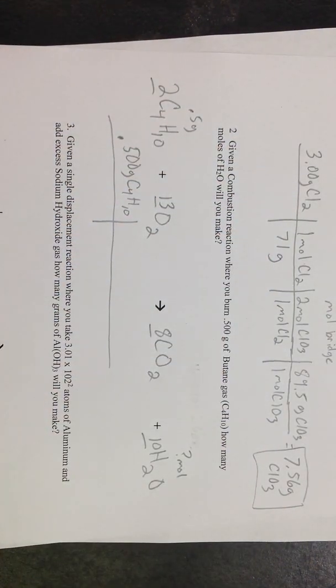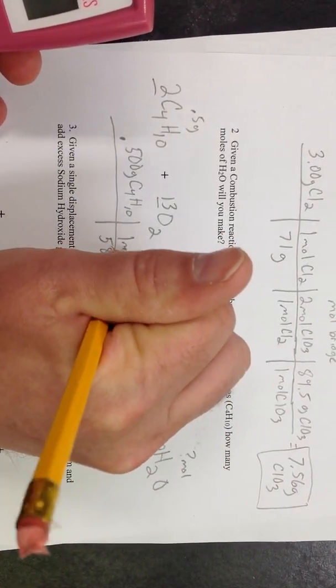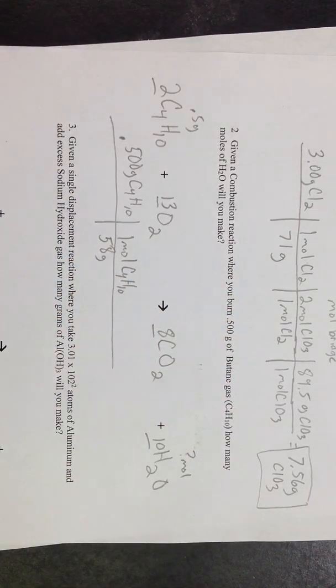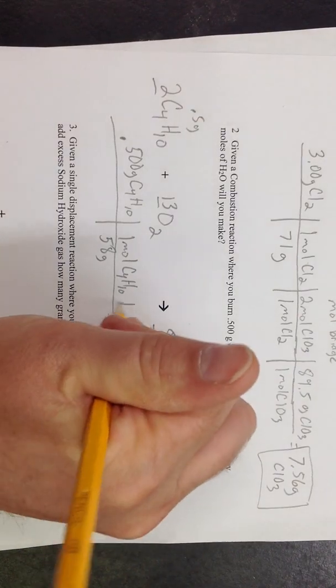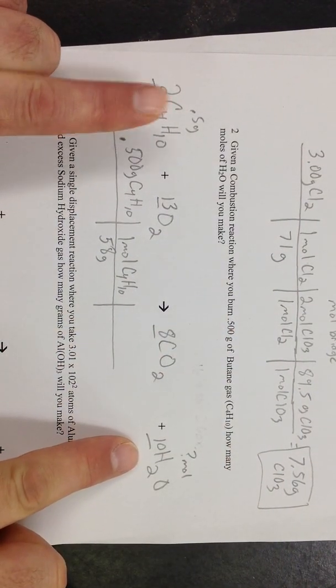And now we're going to look up on a periodic table and see that we've got 4 times 12 plus 10. We're just going to round that to 58. And that is 1 mole of C4H10. Now we're at that magical point that we need a bridge to go from apples to oranges, is what I tell students. Apples to oranges.